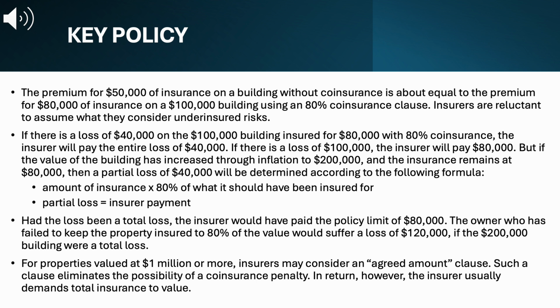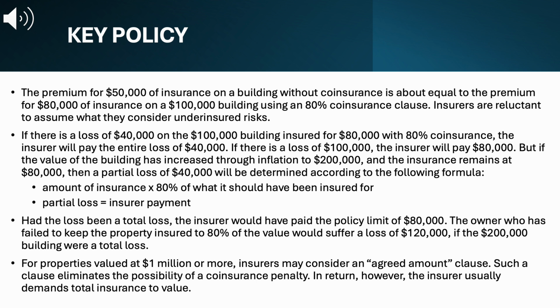If there is a loss of $40,000 on the $100,000 building insured for $80,000 with 80% coinsurance, the insurer will pay the entire loss of $40,000. If there is a loss of $100,000, the insurer will pay $80,000.